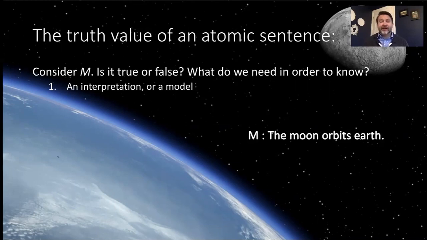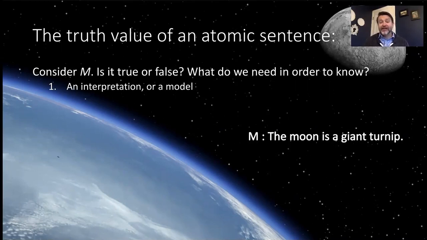And now we can ask ourselves, is M true or false? And it seems here that the answer is 1, M is true, right? So on the interpretation where M stands for the moon orbits Earth, we know it's true. But M could have a different meaning.